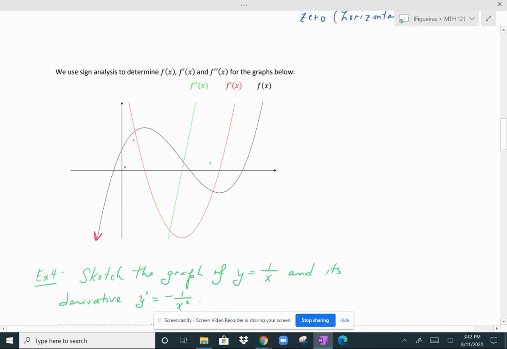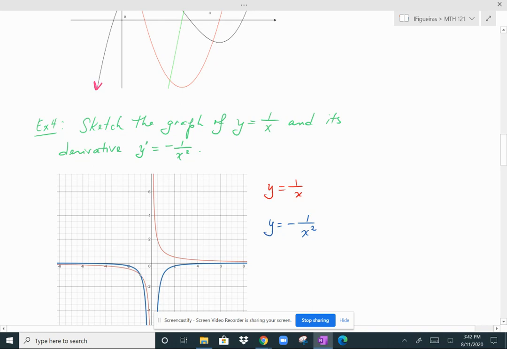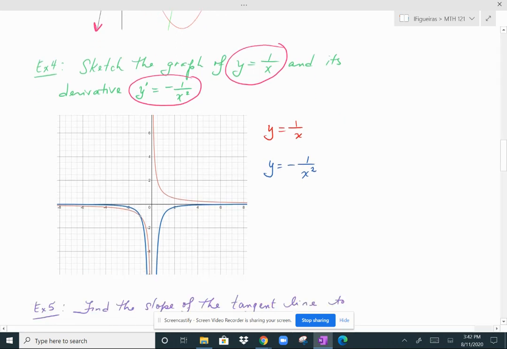Okay, so let's talk about y equals 1 over x. I talked about it briefly in the previous couple of minutes, but here I'm going to graph both the function and its derivative. The derivative of 1 over x is negative 1 over x squared. We did that a few minutes ago. So here are the graphs here. I've graphed 1 over x in red, and y prime is in dark blue.